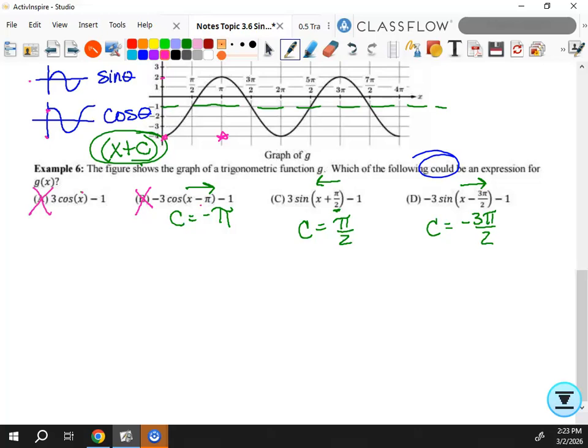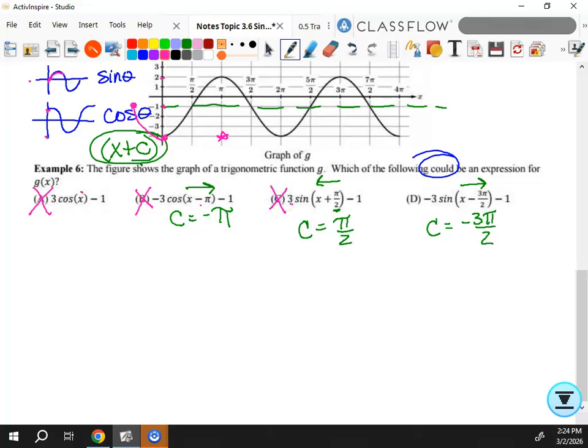Sine starts on the midline. So sine would start right here, okay? And then I'm supposed to go to the left pi halves. If pi halves, I'd be on my graph. That's great. But if A is positive, does sine start by going down? No, it starts by going up. So I don't think it's C either. So we really hope we like D.